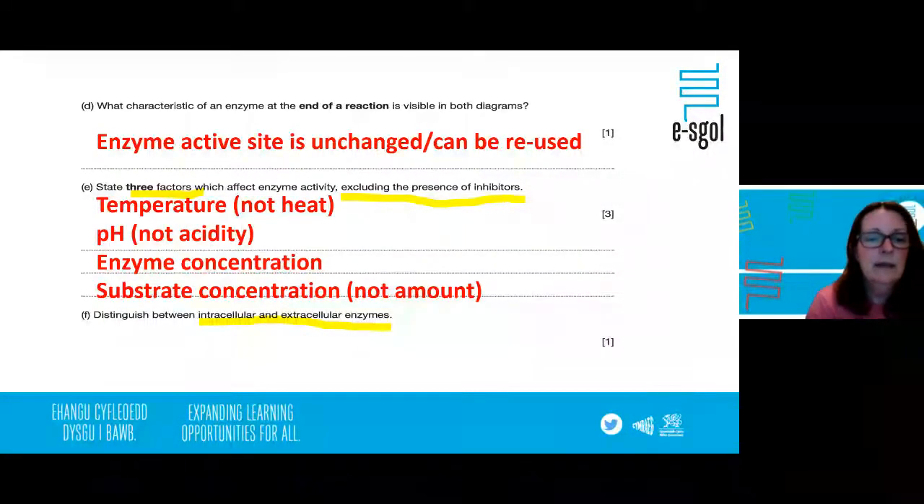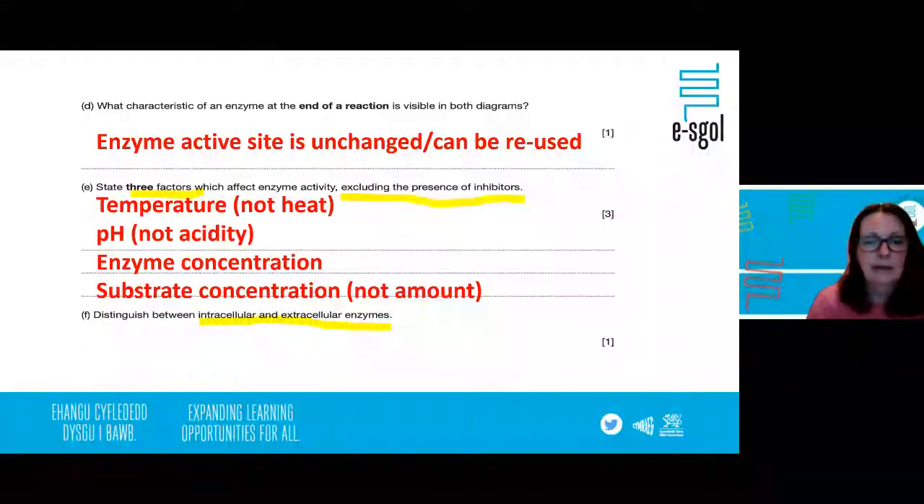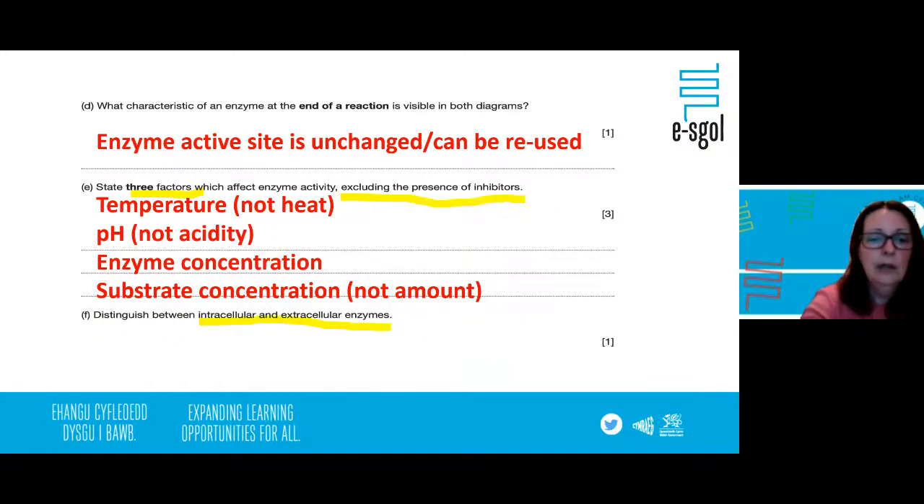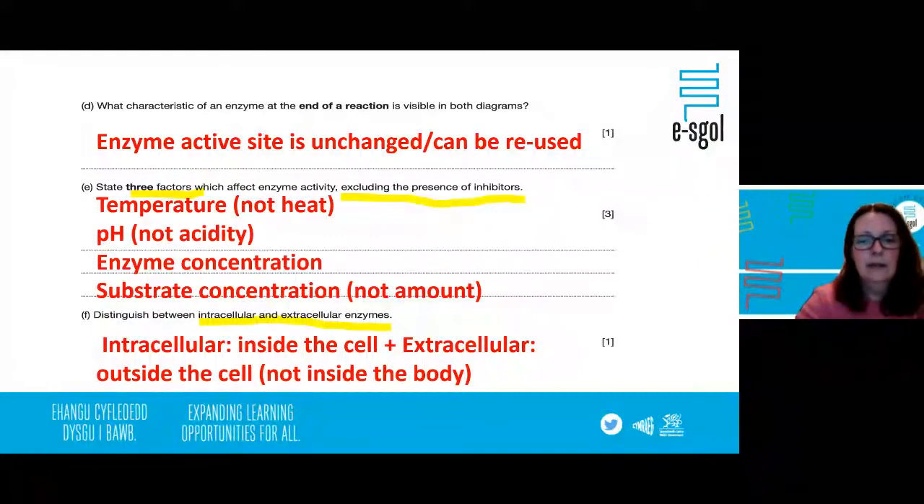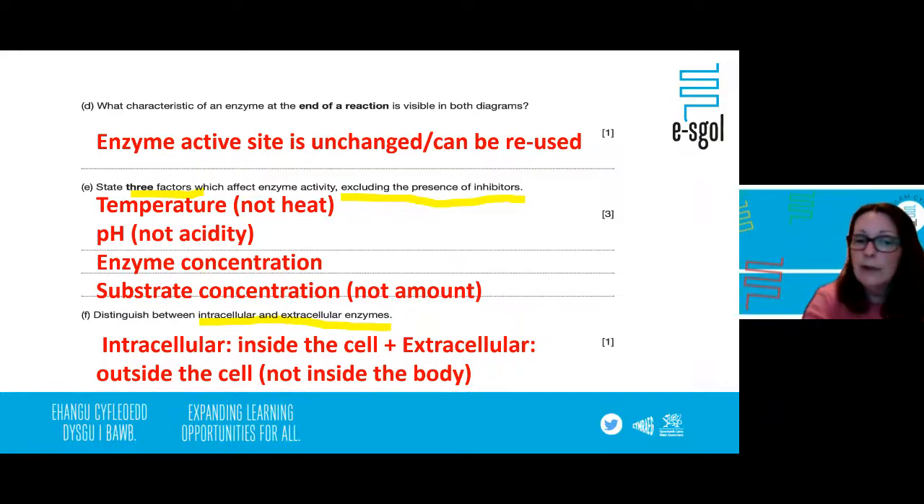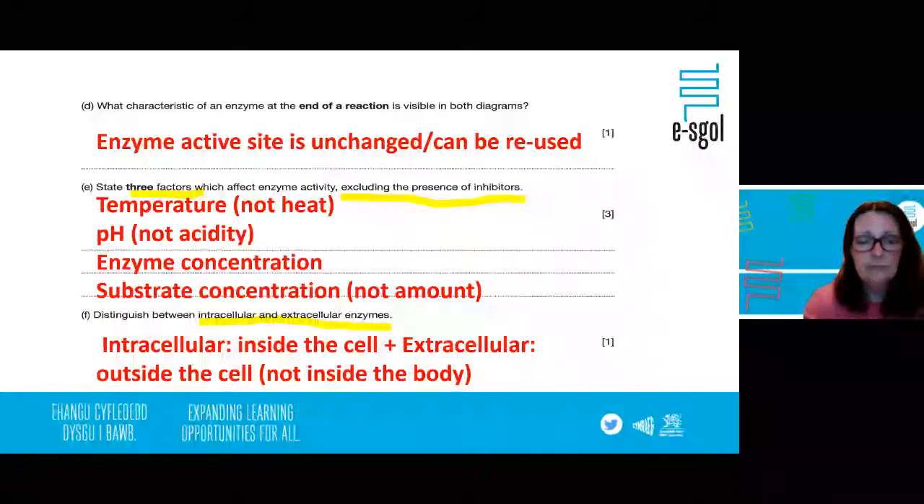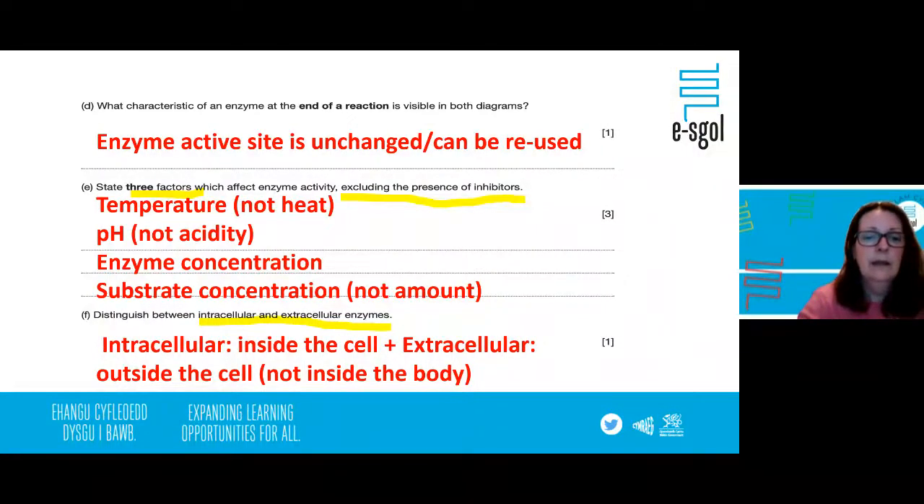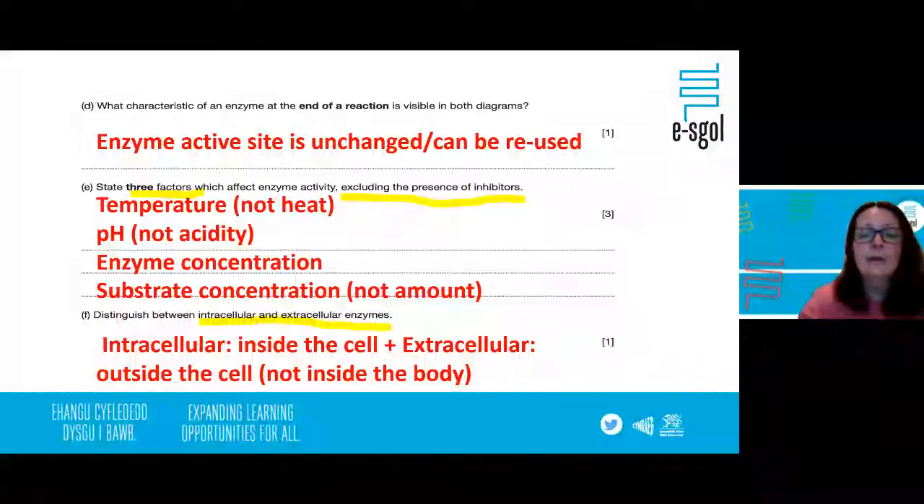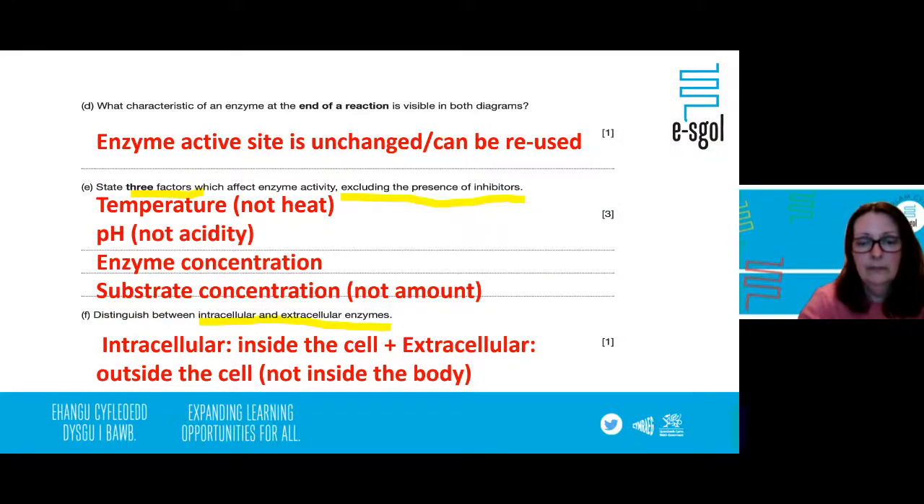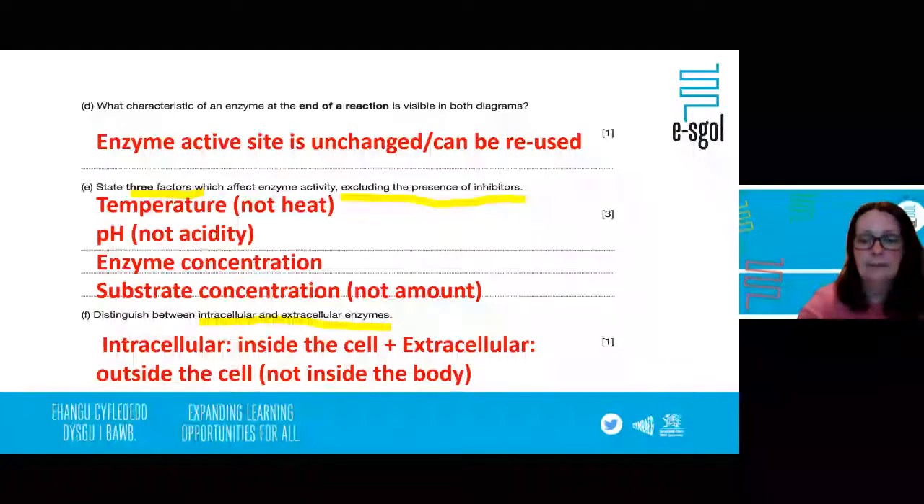And then finally, distinguishing between intracellular and extracellular enzymes, which is what we mentioned earlier. So intracellular enzymes, and remember we have to get both parts of this answer correct to get the 1 mark. So intracellular enzymes work inside a cell, and extracellular enzymes work outside of the cell. And it's important there not to mention inside the body.